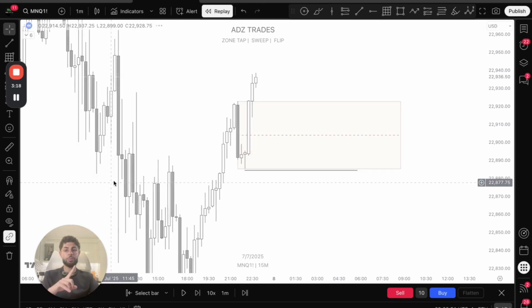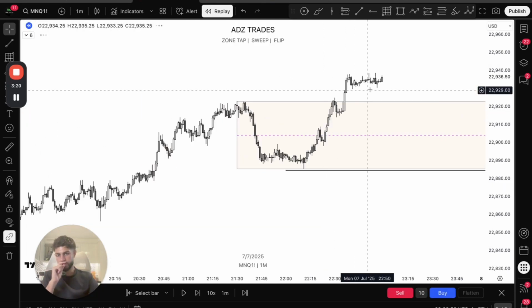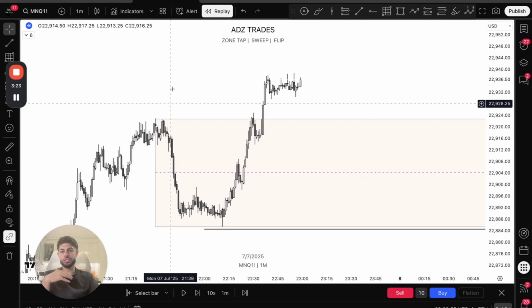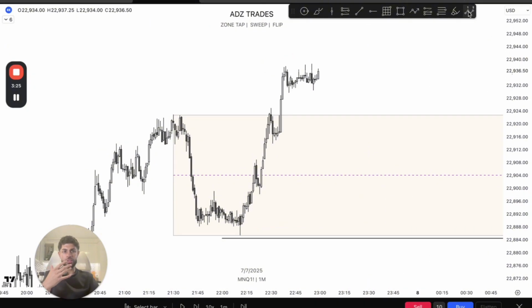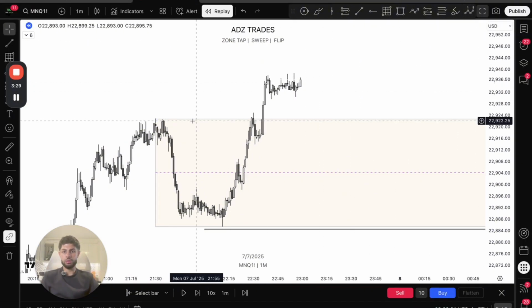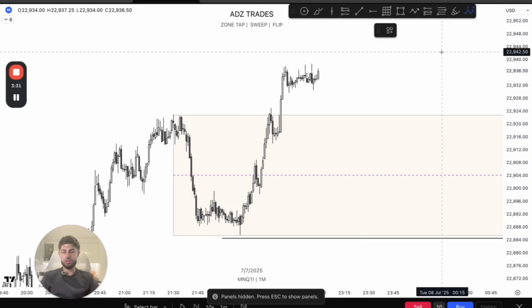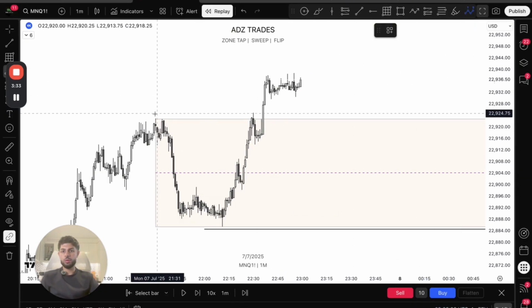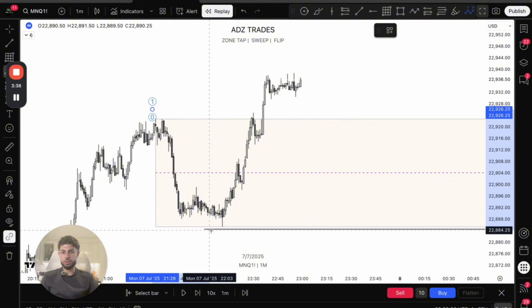So I go on the 1-minute time frame now. And I need to see, do we have a 6-tap within this zone? And you can see, what the hell? How do I change that? There we go. We have a, oh my days, bro. We have a 1, 2.